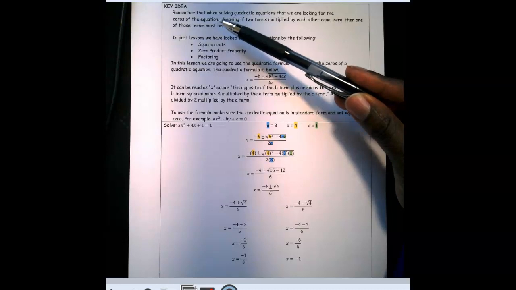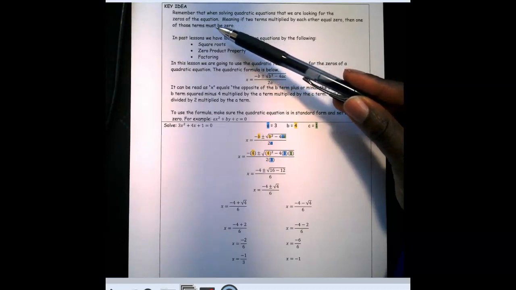Hello. Today we're going to look at solving a quadratic equation using the quadratic formula. The key idea that I want you to remember is that when you're solving quadratic equations, we're looking for the zeros of the equation. Meaning if we were going to graph it, we're looking for where this quadratic crosses the x-axis.